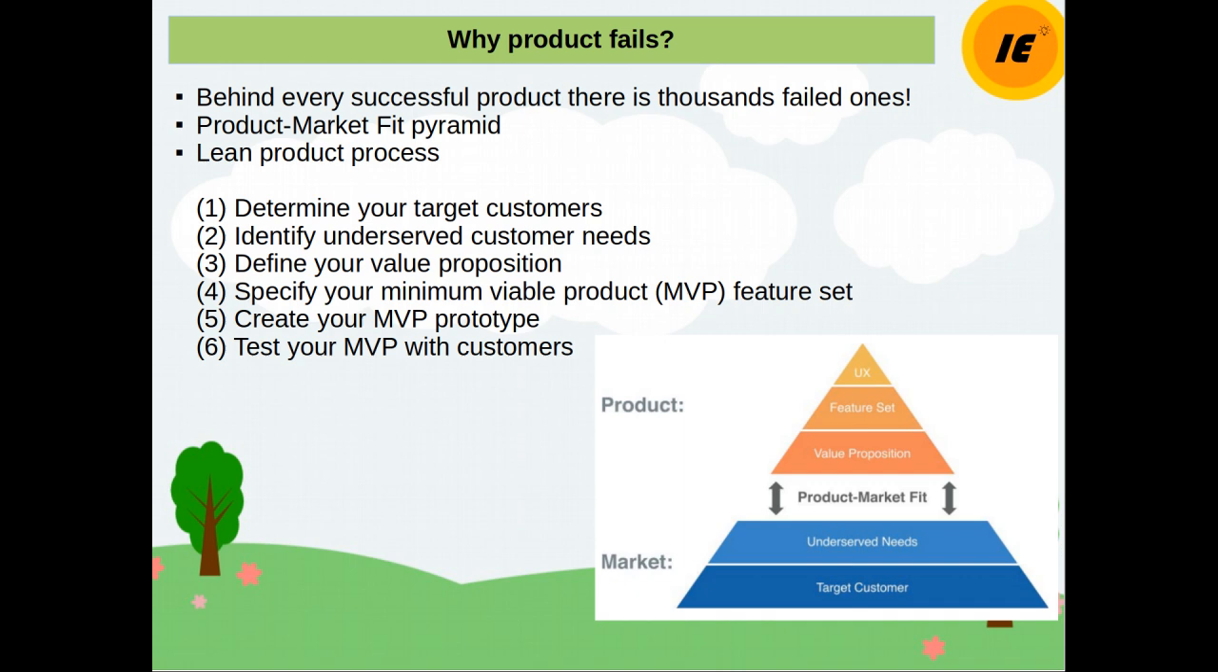First is determine your target customer. Second is identify the underserved customer needs. Third is define your value proposition. Fourth is specify your minimum viable product, MVP, feature set. Fifth is create your MVP prototype. Sixth is test your MVP with customers.